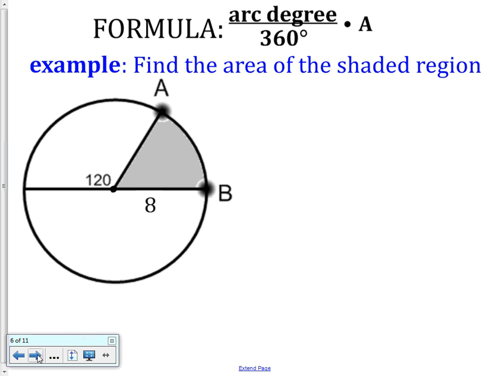All right, I'm going to pause the video and I want you to try this one on your own. Okay, make sure that you find the angle measure first and then your arc measure, and then go from there. I will say, just so there's no confusion, this 8 is just from here to here. Okay, it is your radius. I'm pausing the video.